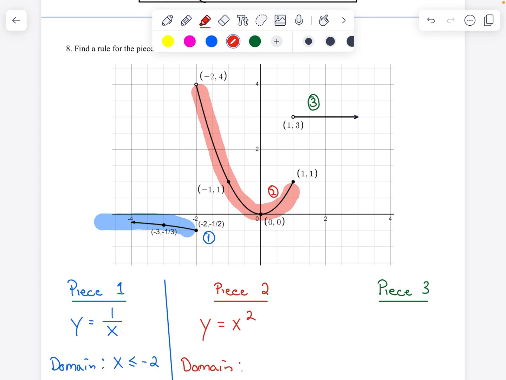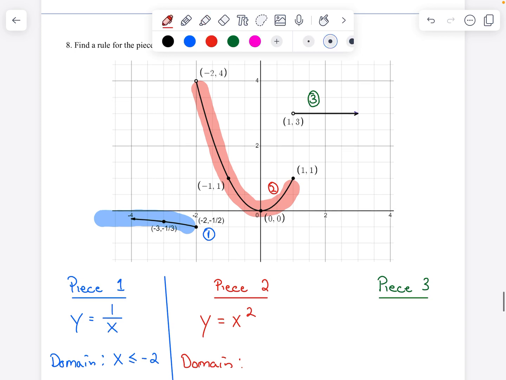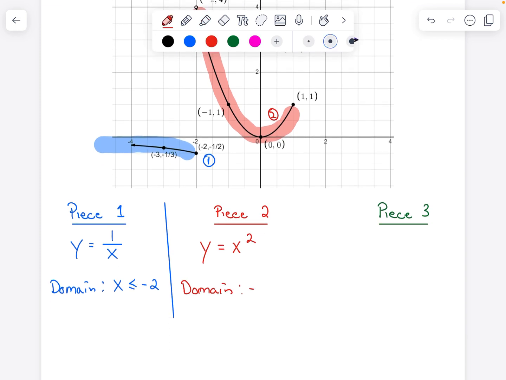Now negative 2 is not part of the domain because there is an open circle at negative 2, 4. 1 is part of the domain because there's a closed circle at 1, 1. So the domain is negative 2 is less than x, which is less than or equal to 1.